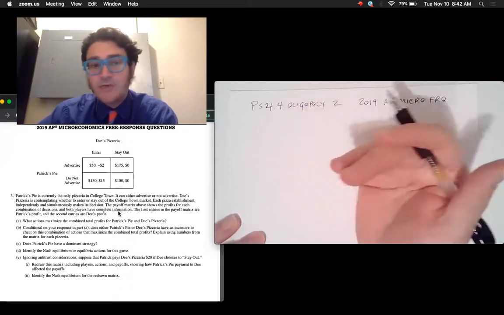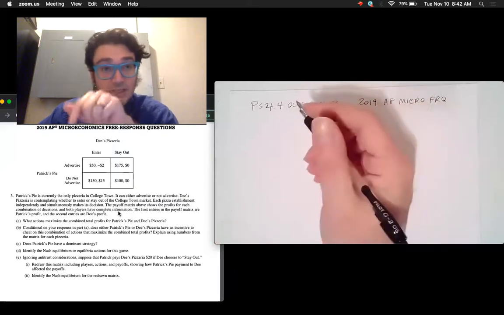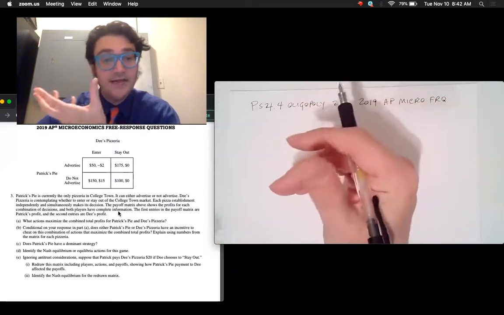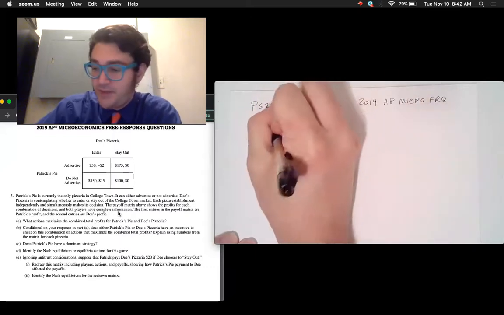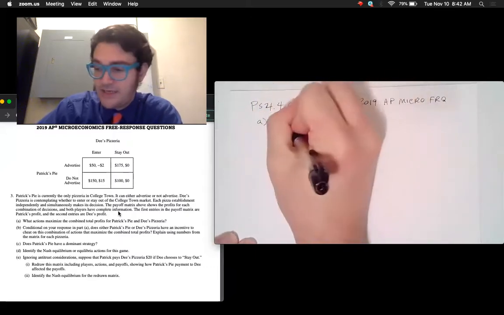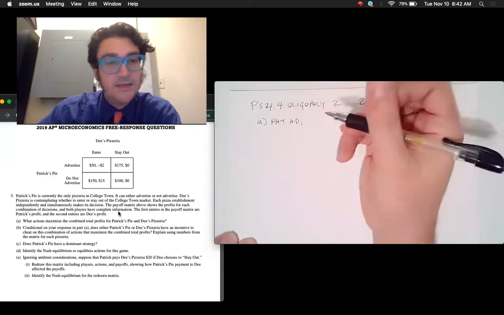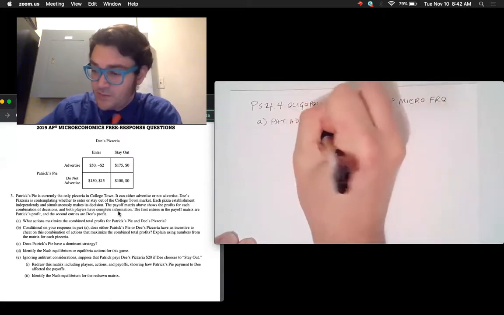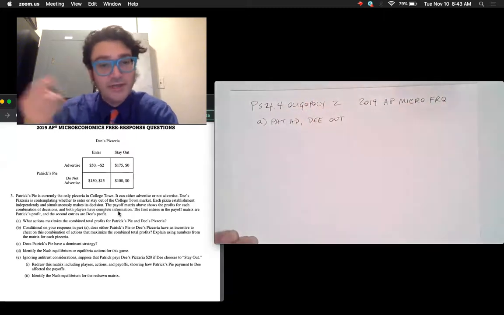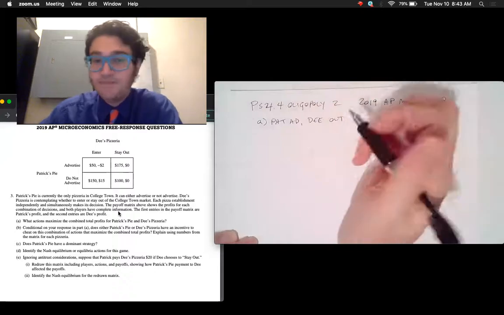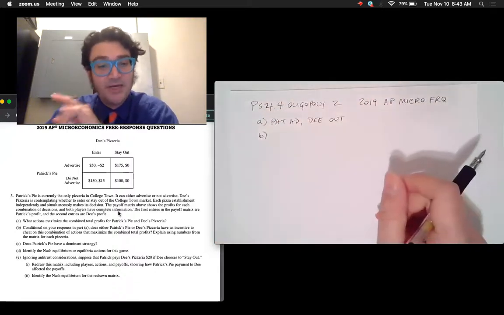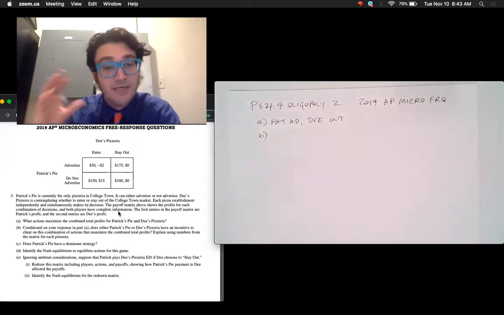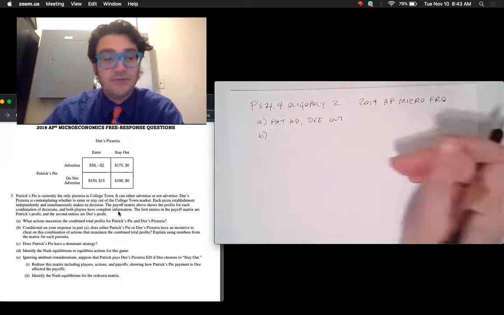So that one isn't terribly complex. It's just like, look down there and see where they add up to be the biggest. And for us, A would be Patrick advertise, and D stay out, right? And so you just add the two numbers together and you'll see that that's 175. It's the biggest one. So B says, conditional on your response in A, does Patrick's Pie or D's Pizza have an incentive to cheat on this combination of actions that maximize the combined total profits? Explain using numbers from the matrix for each pizzeria.